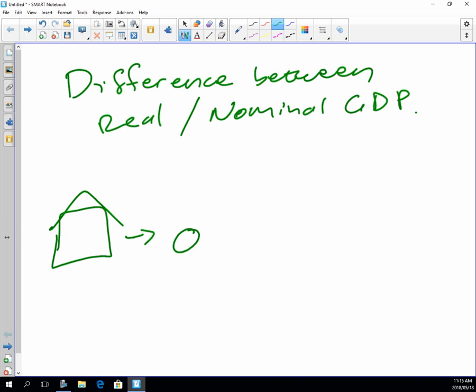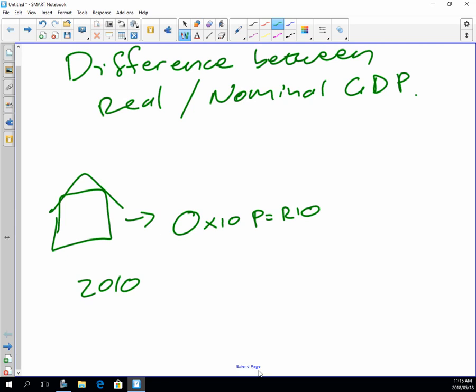at a price of 10 Rand. Okay, let's assume that they are producing 10 soccer balls. So now if this is the year 2010, and they are producing these soccer balls for the 2010 World Cup.